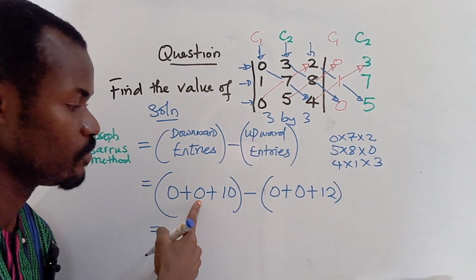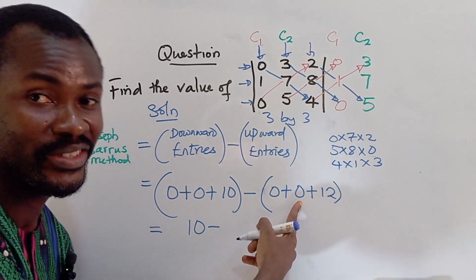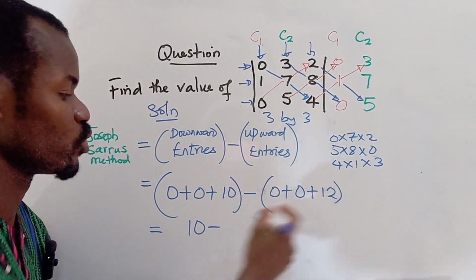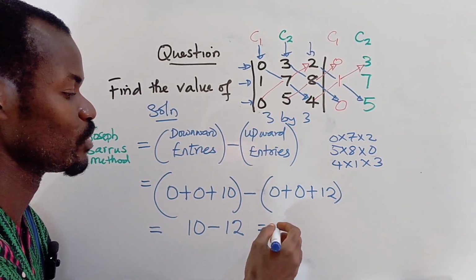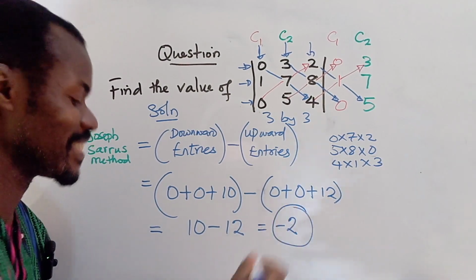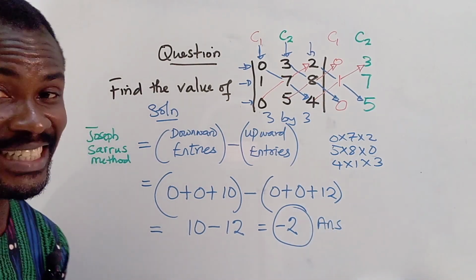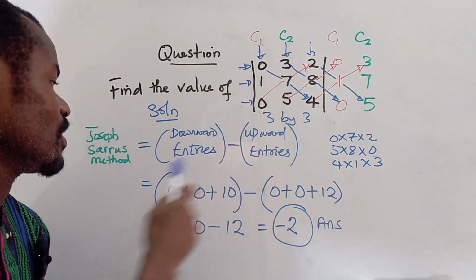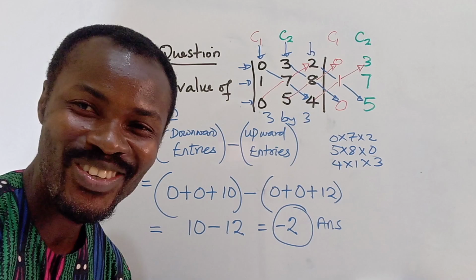0 plus 0 is 0, plus 10 gives us 10. Minus, 0 plus 0 gives us 0, plus 12 gives us 12. Now 10 minus 12 gives us minus 2. So this gives us a simple solution to the determinant of this matrix using the Joseph Sarrus method.